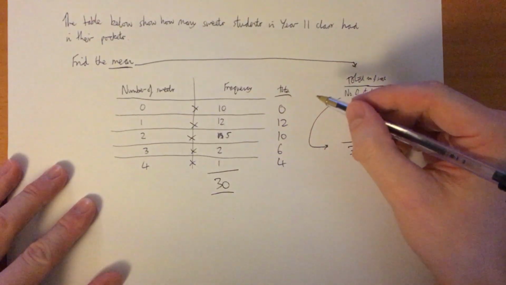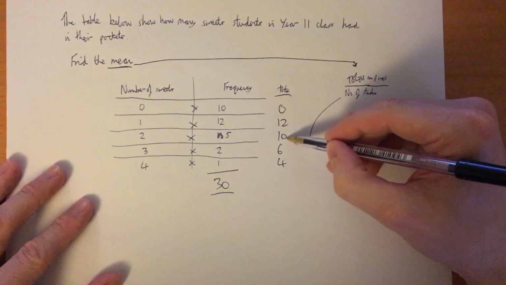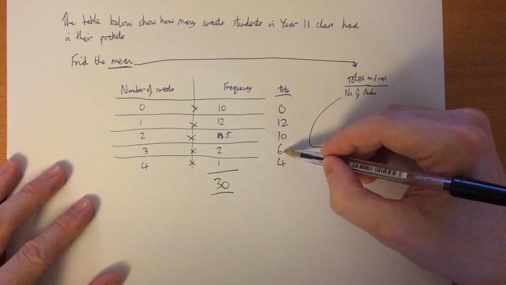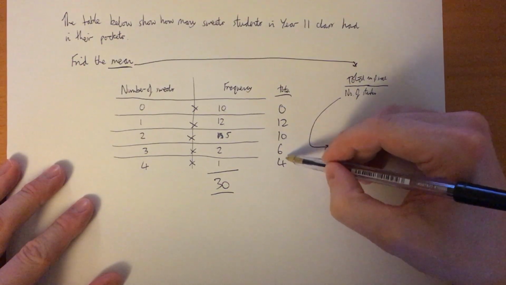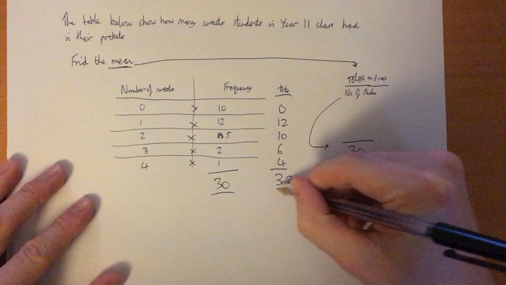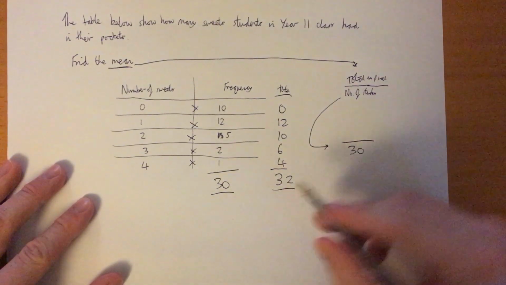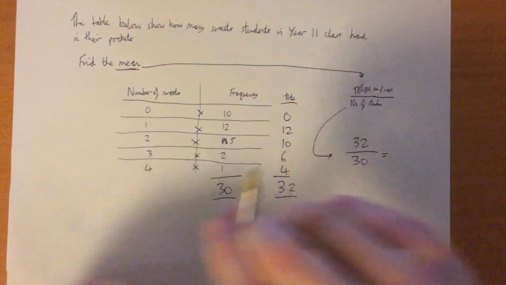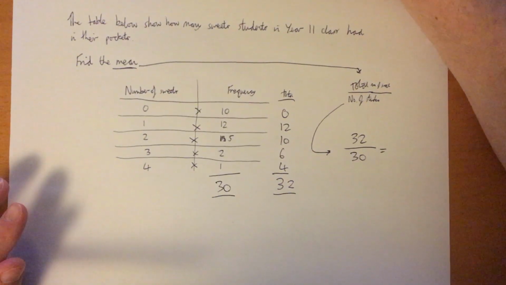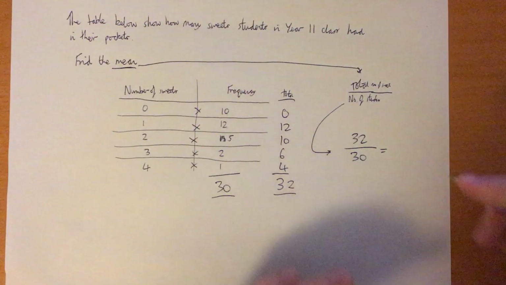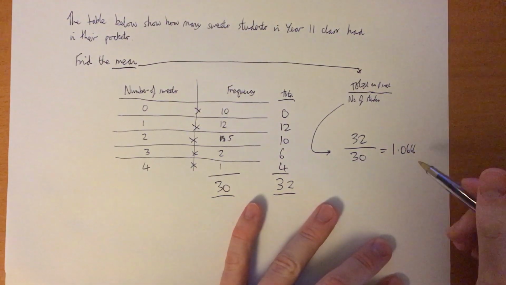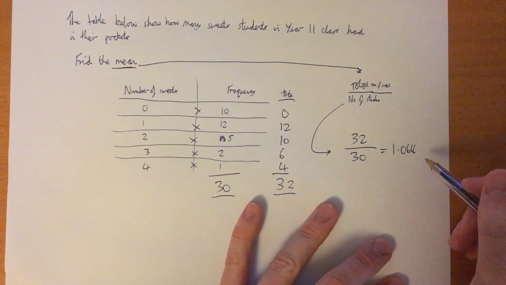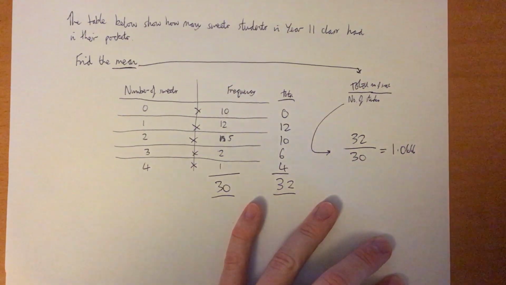So the total would be 12 plus 10 is 22, plus 6, which is 28, plus 4, which is 32. So therefore, that is the total number of sweets. So it'd be 32 divided by 30. Again, this will not be a nice number, but that's okay. 32 divided by 30 is 1.0666 recurring. And therefore, the mean number of sweets that each year 11 student had is 1.06666. And you keep your answer like that.